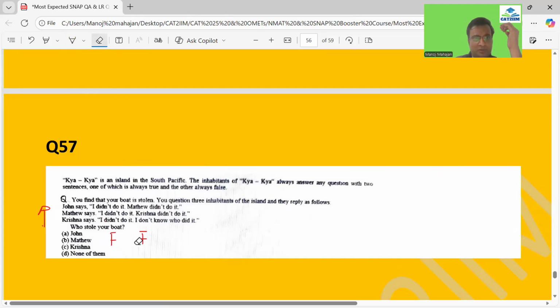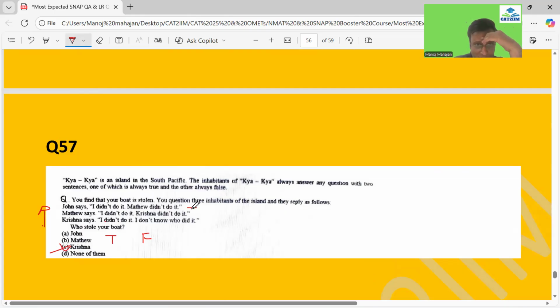But you can have the other way around. So that's the only possibility left out, true and false. So I did not do it, that is true, right? So Krishna cannot be the answer. I don't know who did it, so he might know who has done it, right? Okay, so Krishna did not do it.